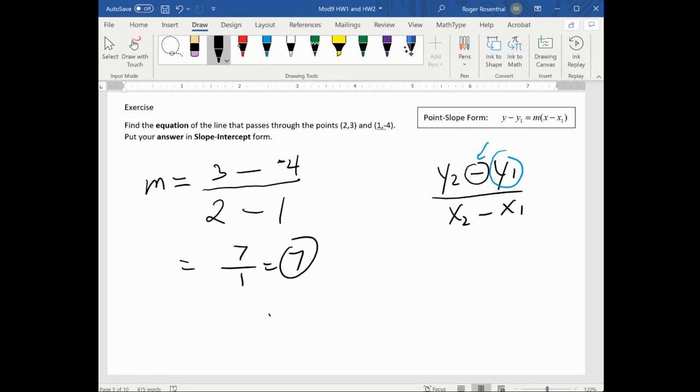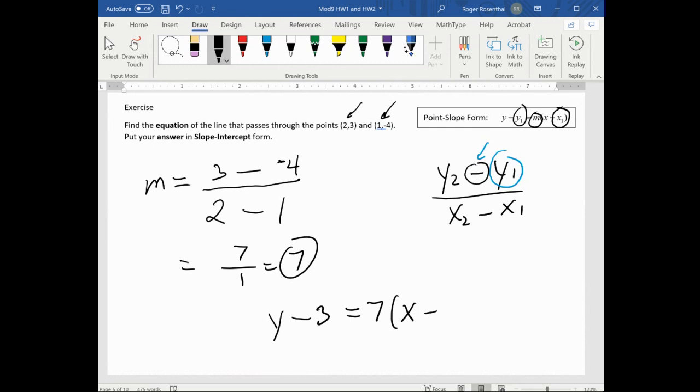So our equation is going to be y minus the y coordinate. Now, which one do we use? It's completely our choice. I'm going to use the first one just because I have all positive numbers in there. So y minus 3 equals the slope, which we figured out is 7, parentheses x minus the x coordinate. Now, which x coordinate do we use? Do we use 2 or do we use 1? Pause the video and think about that. Turn it on and I'll tell you.